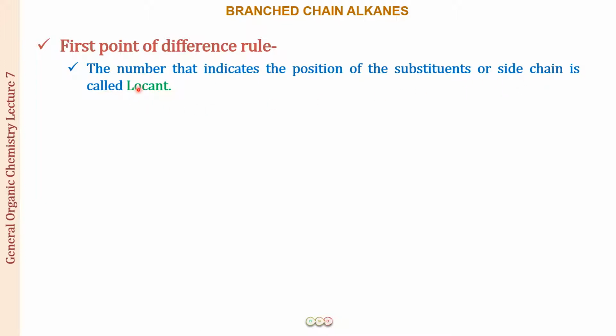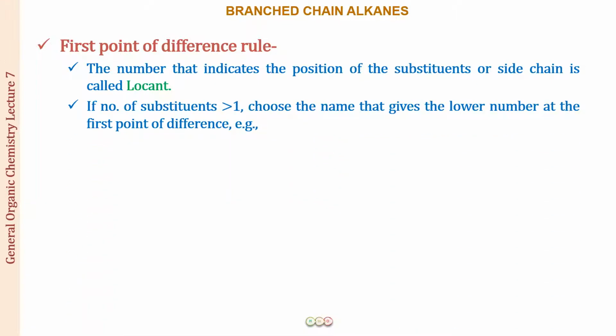For example, in the previous slide, the molecule that you saw had a methyl group at position number 2 and an ethyl group at position number 7 in the correct structure, right? So these two positions of the carbons, position number 2 and position number 7, are called the locants. Now the next thing is that if the number of substituents is greater than 1, choose the name that gives the lower number at the first point of difference.